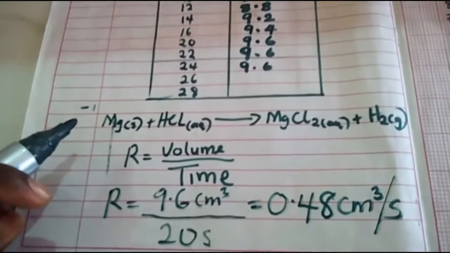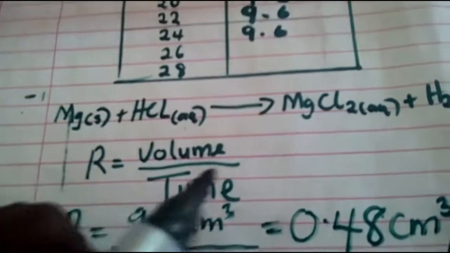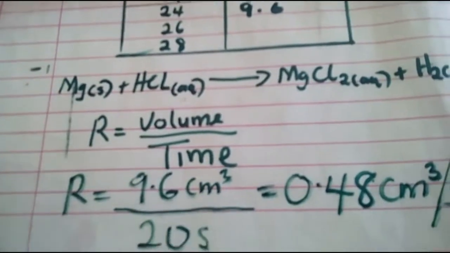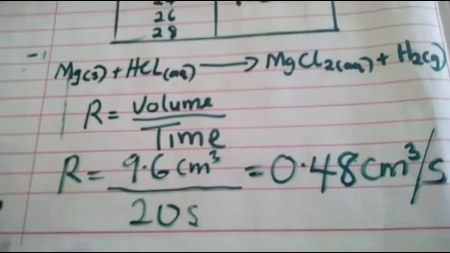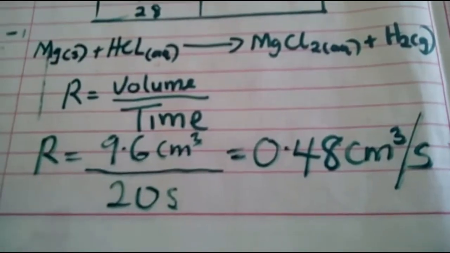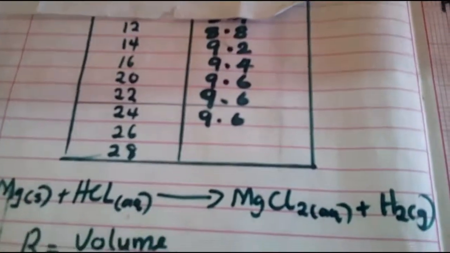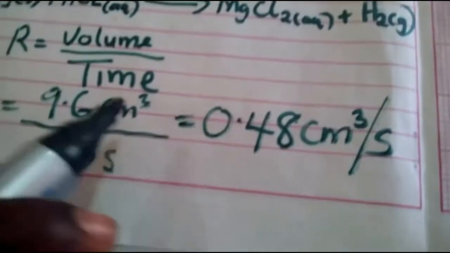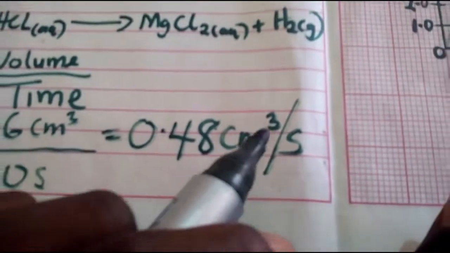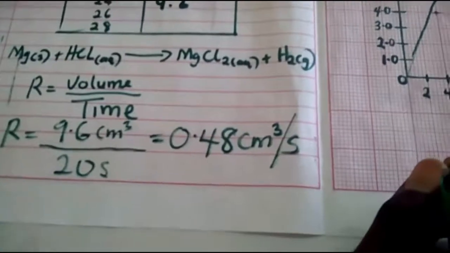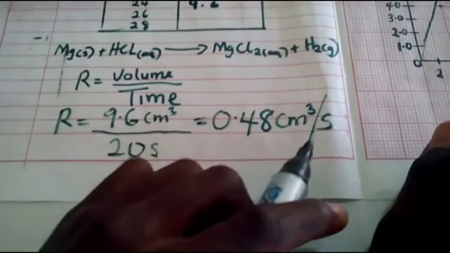The equation of our reaction is this. Mathematically, rate is given as volume over time. Here, the total volume of hydrogen gas produced was 9.6 centimeter cube, while the maximum time was 20 seconds. So therefore, rate is equal to 9.6 centimeter cube over 20 seconds, which is also equal to 0.48 centimeter cube per second. Therefore, the rate at which hydrogen gas was produced is 0.48 centimeter cube per second.